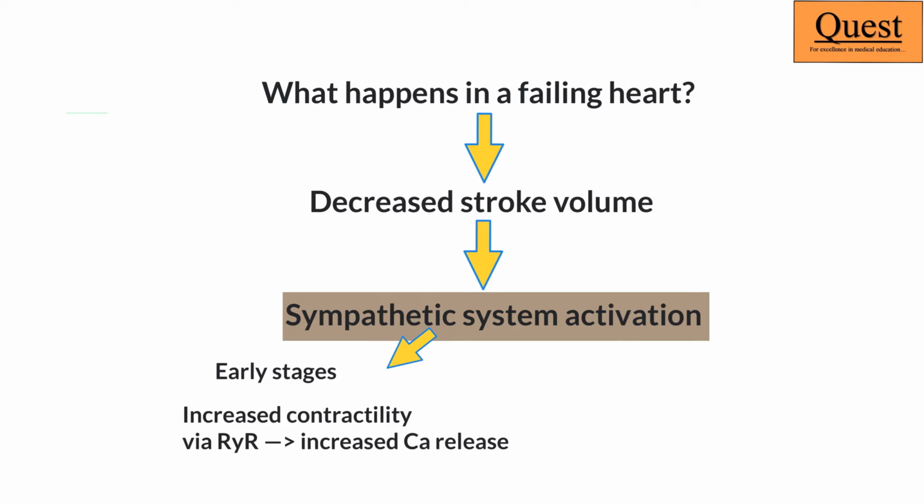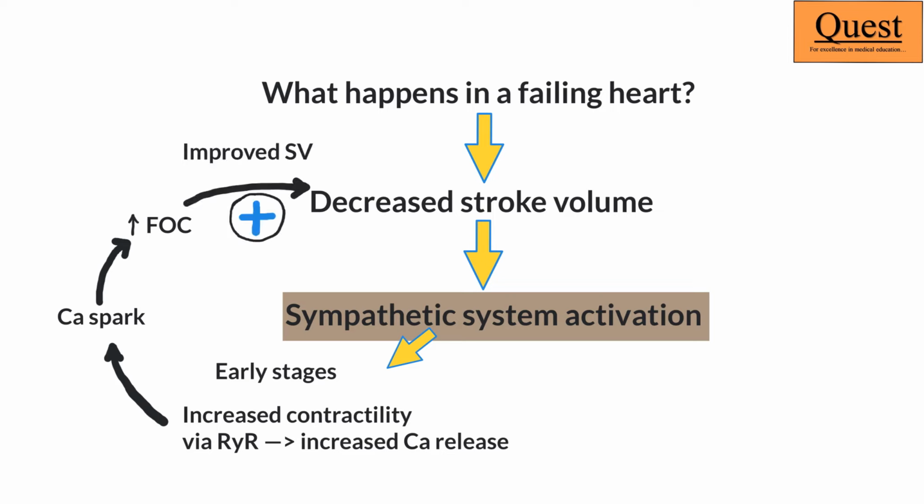In the initial stages, sympathetic system increases the calcium release from the sarcoplasmic reticulum via its action on the ryanodine receptor. As the calcium spark increases, heart contracts stronger, and the stroke volume can be restored back to normal. That means in the early stages, activation of the sympathetic system is beneficial for the heart and improves heart failure. But this sympathetic system, if it is continuously activated over a long time of months or years, that would mean the calcium spark is always overworking.